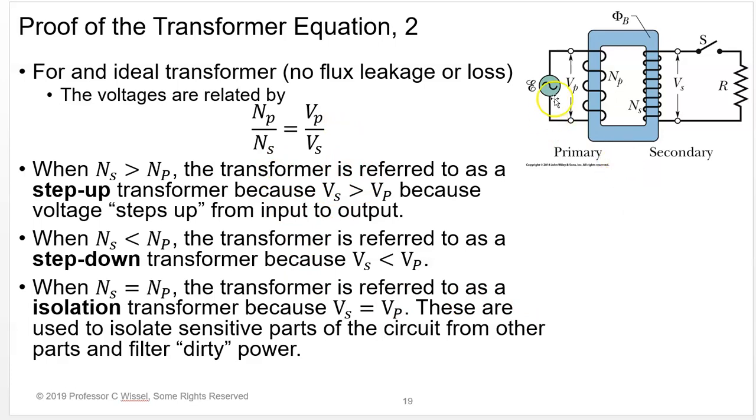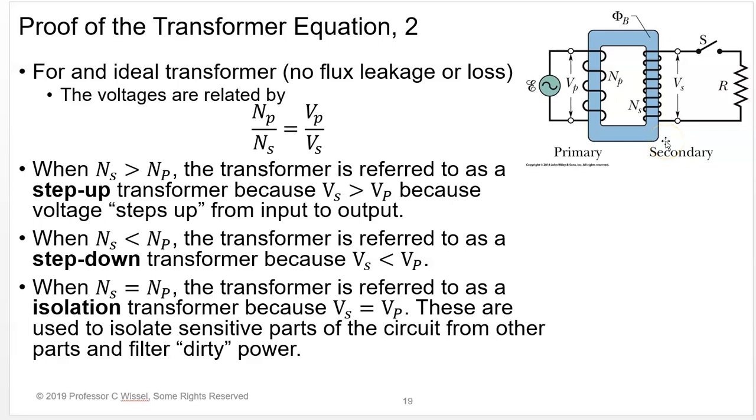And remember, the primary is the side of the transformer that's connected to the source. The secondary is connected to the load. Now, when Ns is greater than Np, Vs will be greater than Vp. So this means that the voltage steps up as you go from the primary to the secondary. That's where the name comes from. It's greater on the output side than it is on the input side. When you have the reverse, where Ns is less than Np, that means that Vs is less than Vp. And this is a step-down transformer because the voltage goes down when you go from the primary to the secondary.